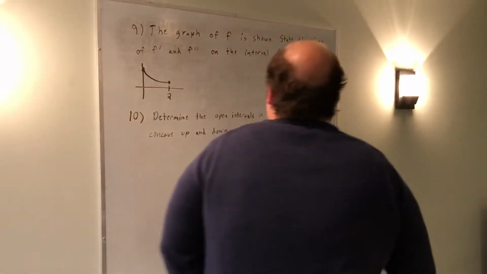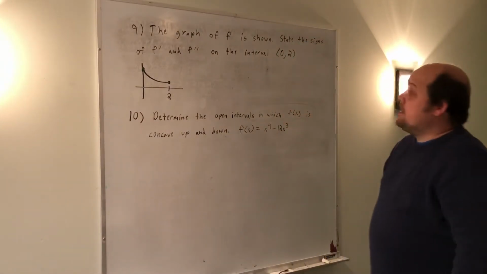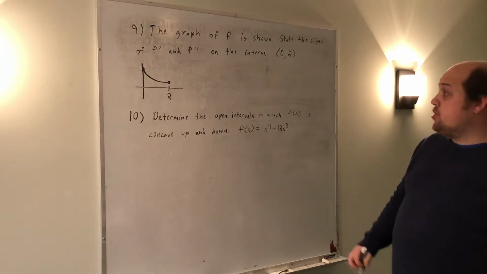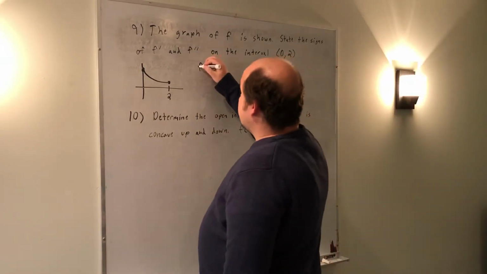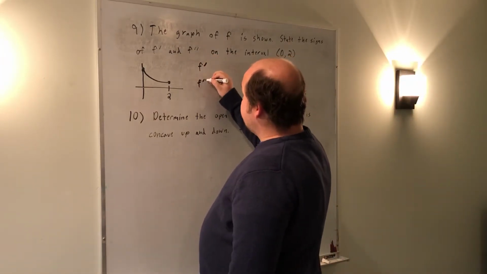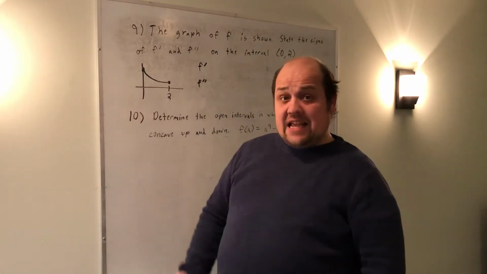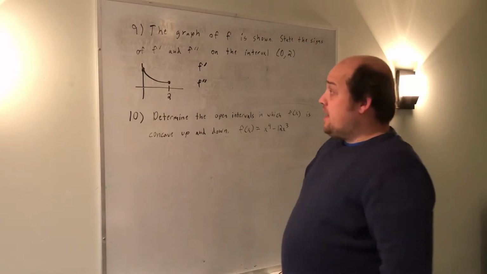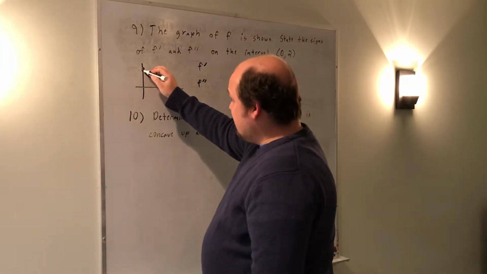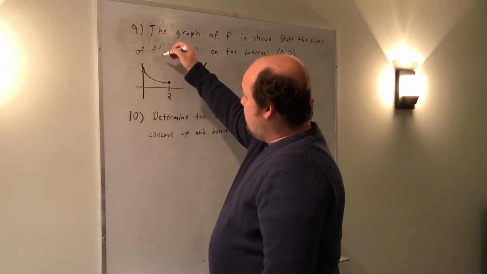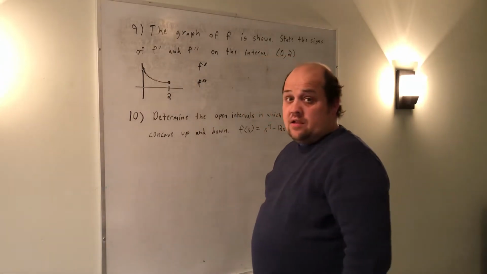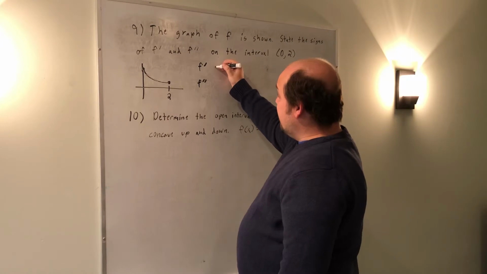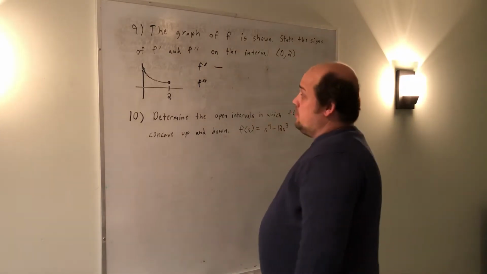Number 9 asks us, the graph of f is shown. State the signs of f prime and f double prime on the interval of 0 to 2. For f prime, we're basically asking, as I move left to right, do the y values go down or do they come up? As I move left to right on the graph, my y values are decreasing. When your y values are decreasing, the derivative is negative.